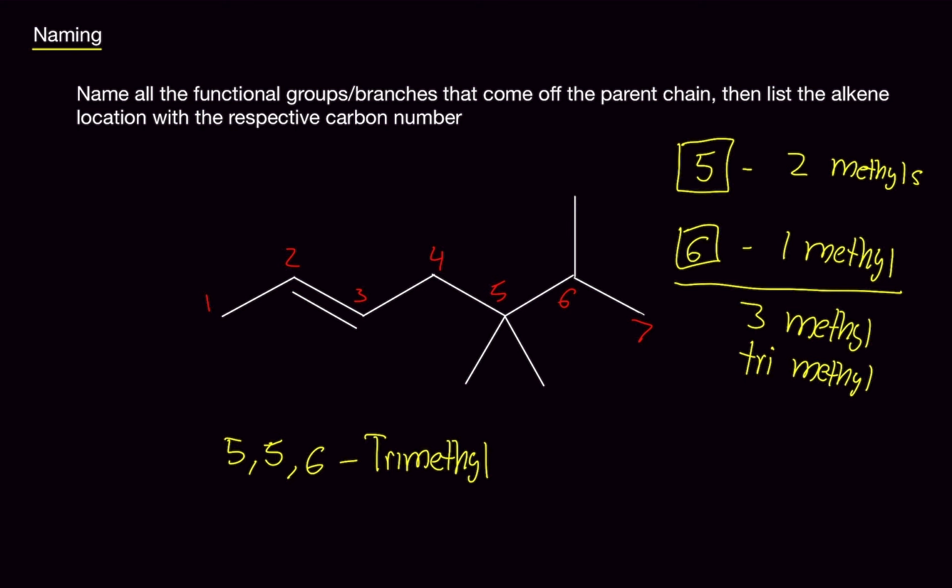So it's a trimethyl. And now what we need to do is identify where the alkene is located. We must list it with the lowest carbon number possible. Technically, yes, it is on carbon 2 and 3, but we only care about the lowest number. So it's on 2. Now we have a letter, so we use a hyphen. We put a 2, and then a hyphen, and we put the parent chain ending with -ene at the end. So this is 7 carbons long, so this is hept. And since we're dealing with an alkene, it's heptene. And that's our answer.